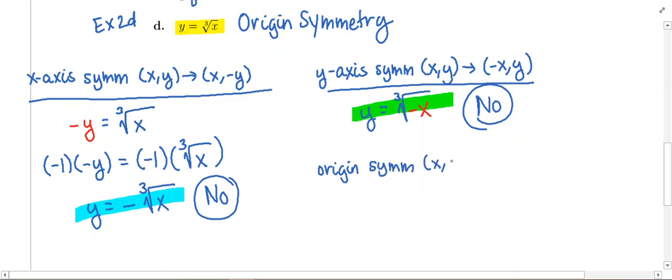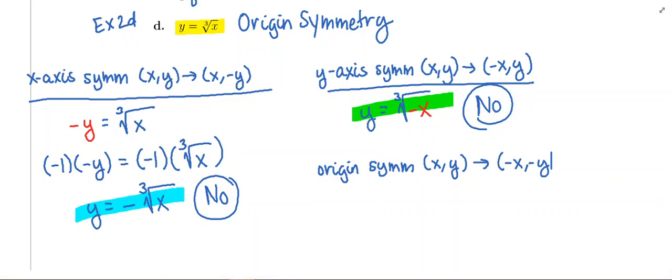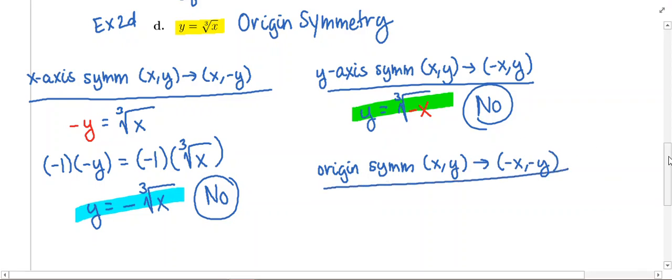All right, lastly, we need to test for origin symmetry, and we observed in the graph that this will be a yes. This graph, the cubed root function, does have origin symmetry. Algebraically, if we start with a point (x, y), we need to change the sign of both coordinates. So go to the yellow equation. Everywhere you see x, you're going to replace it with -x. Everywhere you see y, you're going to change it to -y. So we're going to end up with -y is equal to the cubed root of -x.